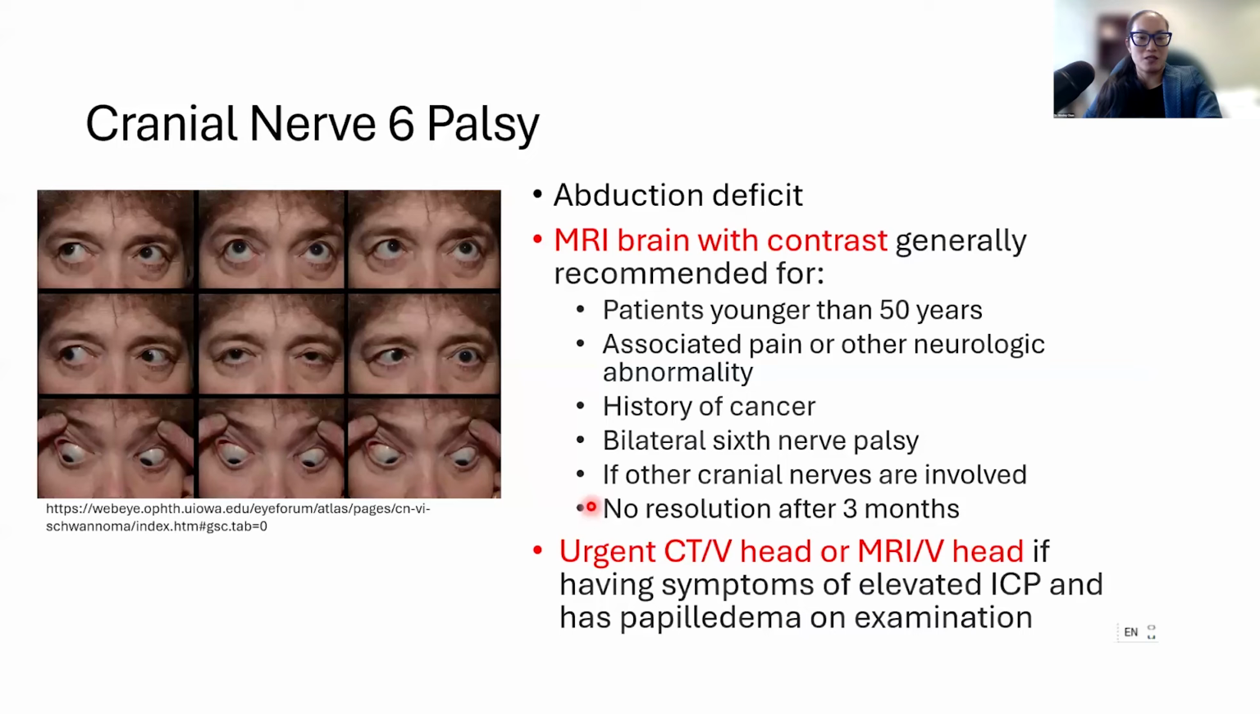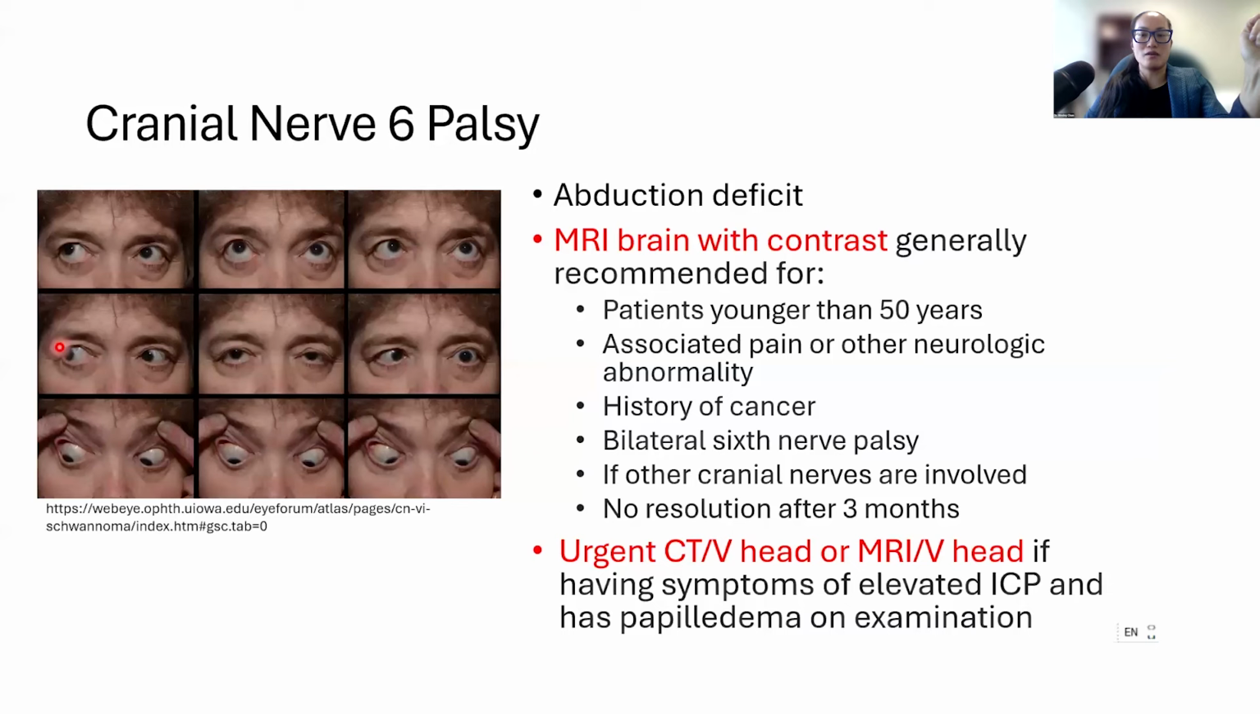Cranial nerve 6 palsy. So this one's fairly easy. You get an abduction deficit. So you see in this diagram here, the left eye is not abducting, and it doesn't matter if it's in up or down, it doesn't abduct, whereas the abduction towards the right is normal.